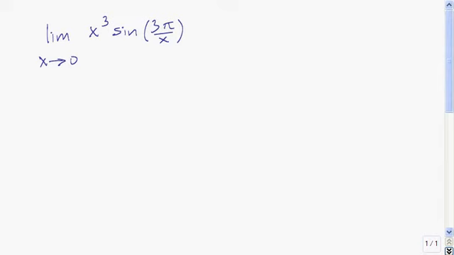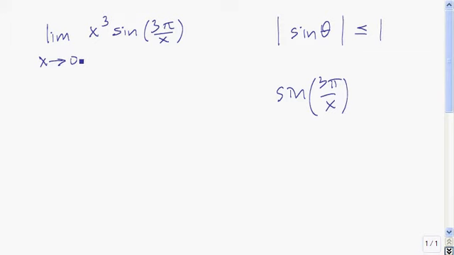The way I'm going to use the squeeze theorem to do it is I'm going to use the fact that the absolute value of the sine of any angle is less than or equal to 1. Okay, so sine of theta always goes back and forth between -1 and 1, so the absolute value of sine of theta is less than or equal to 1. Okay, so in particular, if theta is equal to 3 pi over x, we have sine of 3 pi over x. So as long as 3 pi over x is a real number, which it's going to be for all x other than 0, the sine of that in absolute value is going to be less than or equal to 1.